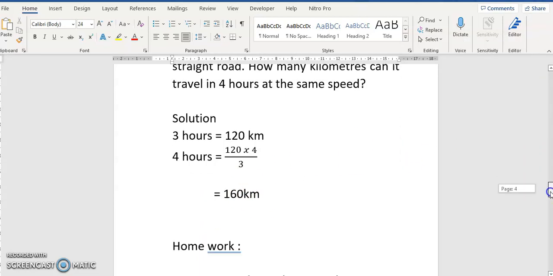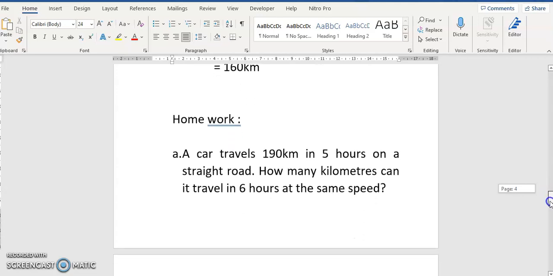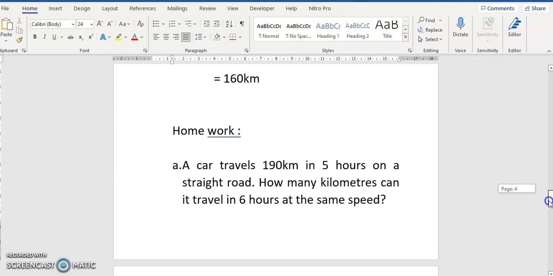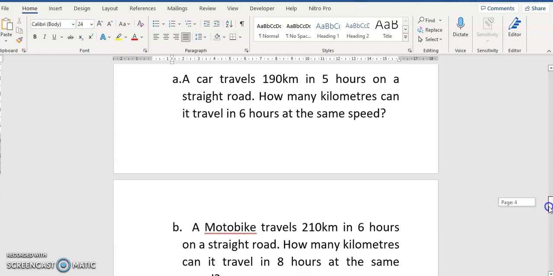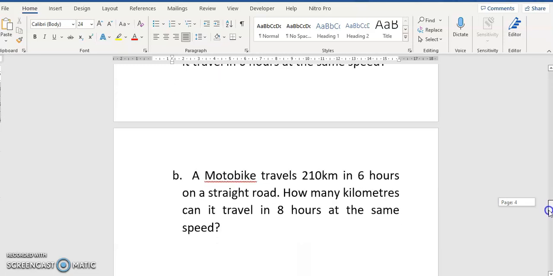Then you are going to do this one for me. A car travels 190 kilometers in 5 hours on a straight road. How many kilometers can it travel in 6 hours at the same speed? Practice this, it is similar to the one we just did.